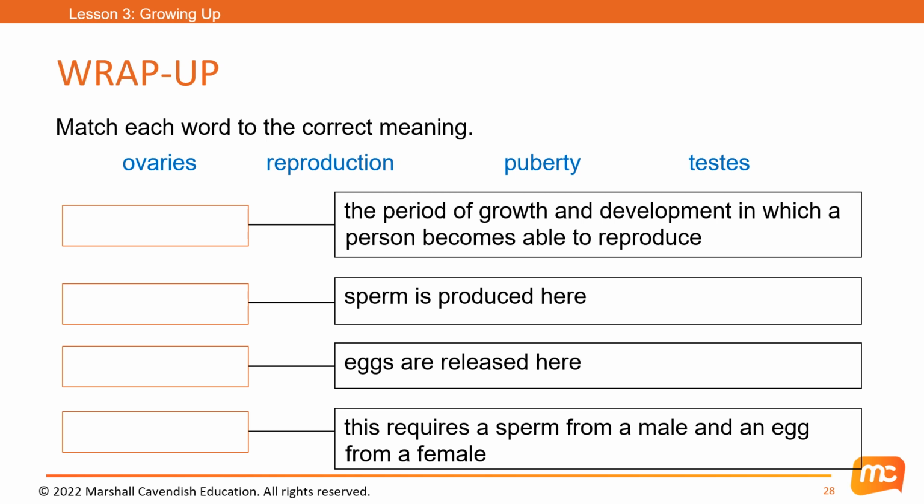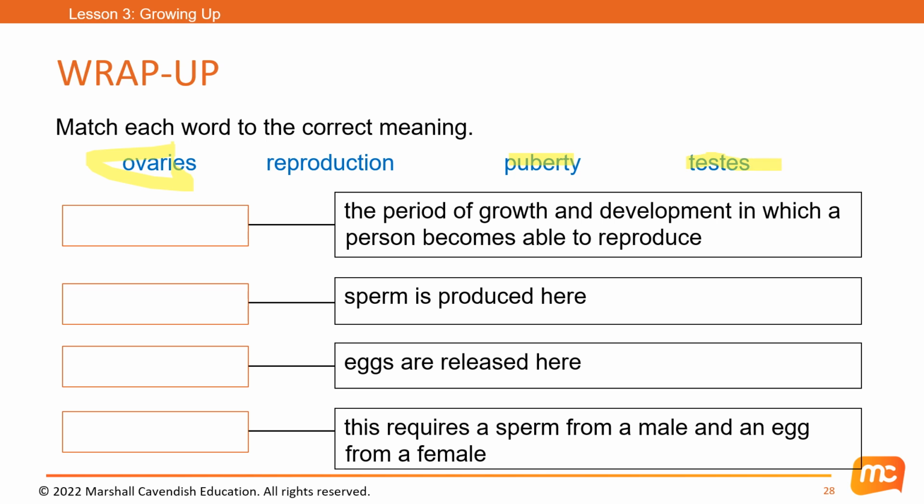Now the next one. Eggs are released here. So which one is it? Okay, the answer is ovaries. Yes, ovaries. So this one will be here. Eggs are released here. Just now, puberty is done and then testes is done.